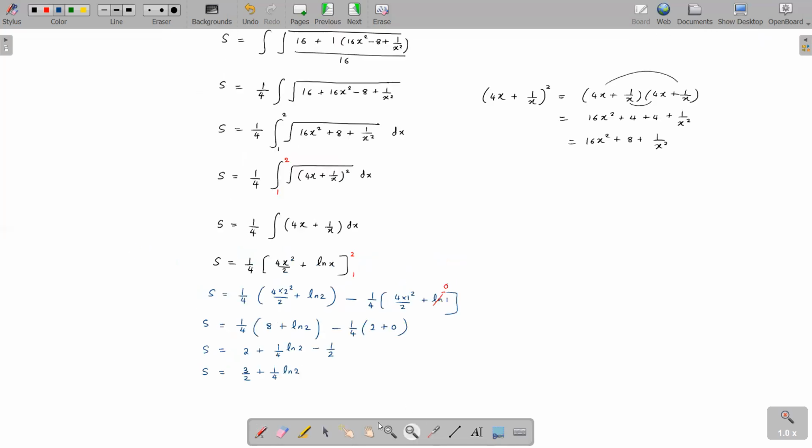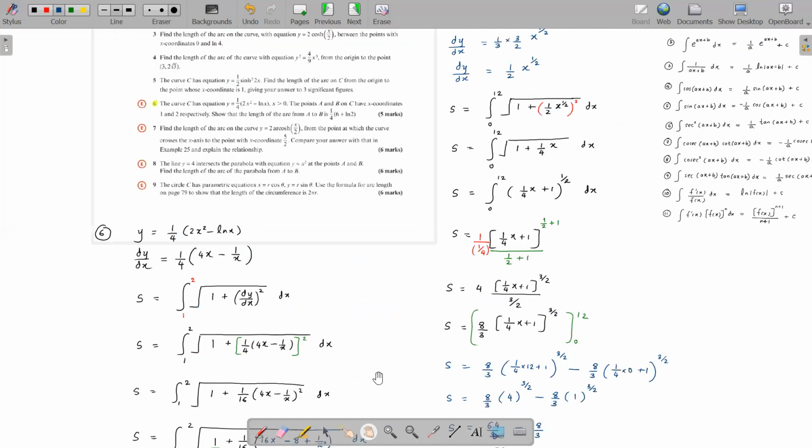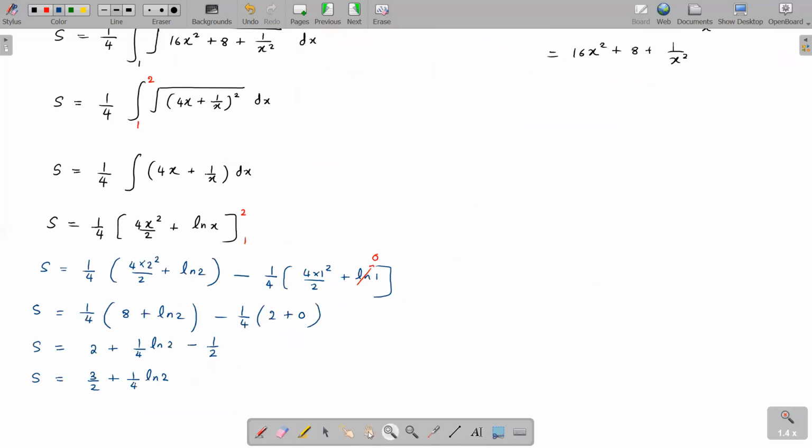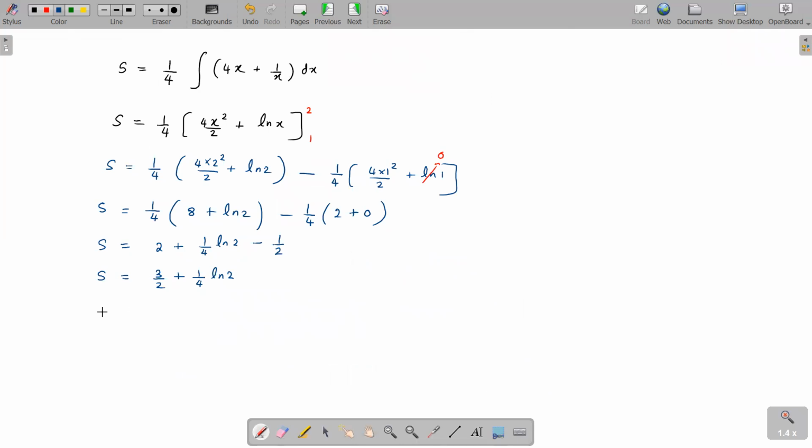This will show that they've taken the 1 over 4 out. So if you're taking 1 over 4 out, what does it mean? You're multiplying inside with 4. When you take 1 over 4 out, it means you are multiplying the inside terms with a 2. So I get here s equals 1 over 4 times 2 times 3 over 2 into 4 gives us 6, plus 1 over 4 and 4 cancels. So I get ln 2, which is the show that for arc length. Is it clear?